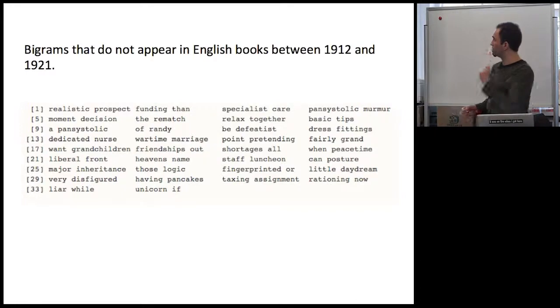So, here we go. Bigrams, two-word phrases. These are things that people say on the television show that do not appear in any of the books from that time period. Nobody wrote in books, relax together, between 1912 and 1921. In fact, nobody wrote it in the books that Google has managed to digitize, which at a guess is 12%. It doesn't mean nobody said relax together, because written English is different from spoken English. So I want to caution you about interpretation. But still, it's very interesting.